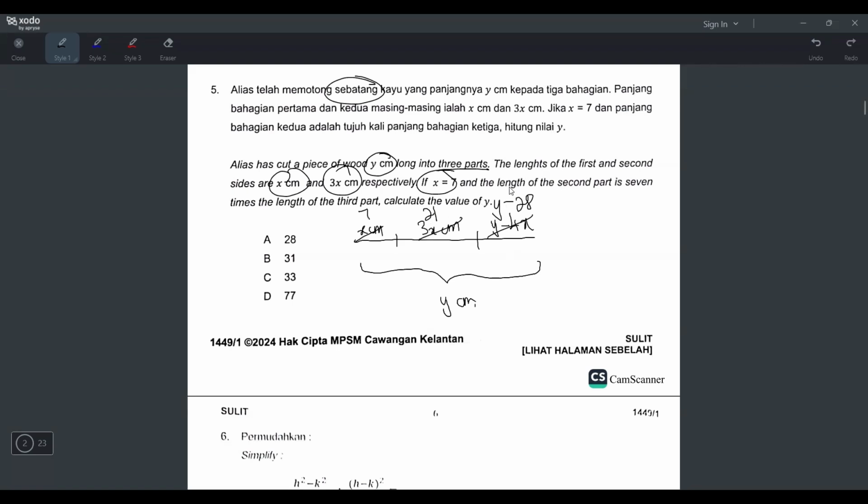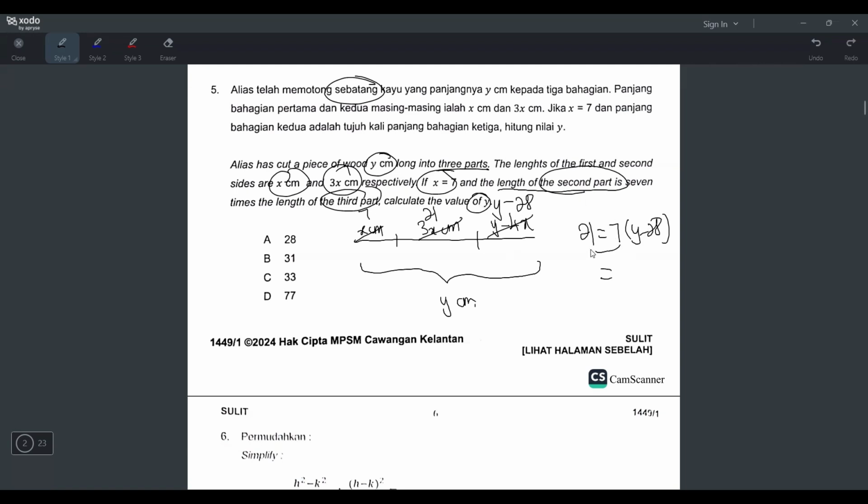And then they say the information here, length of second part is 7 times the length of third part. So this is important. Length of second part, second part is 21, okay? Is equal to 7 times the length of third part. So 7 times the length of third part, which is y minus 28. So I think I can calculate. They want to find y. So I can find my y from here, right?